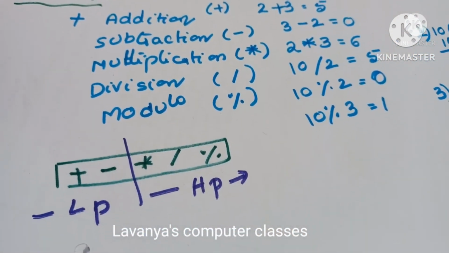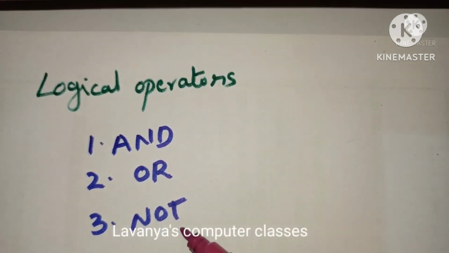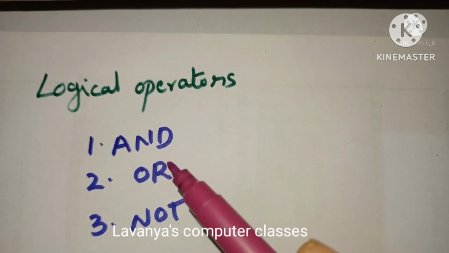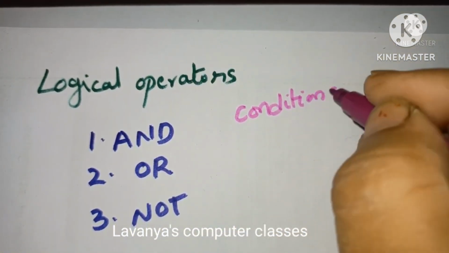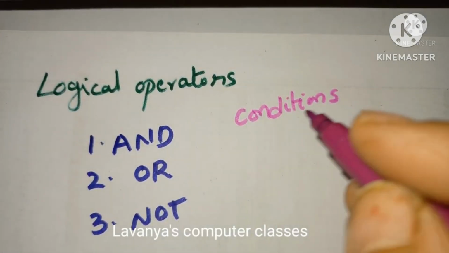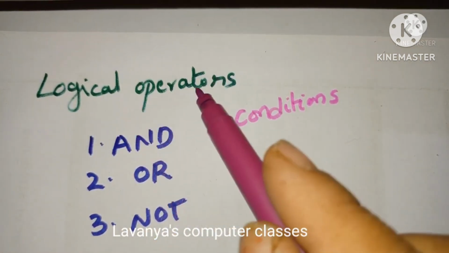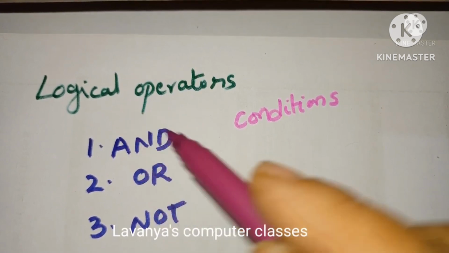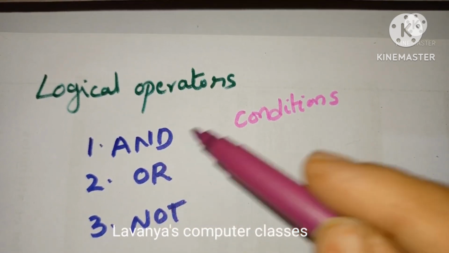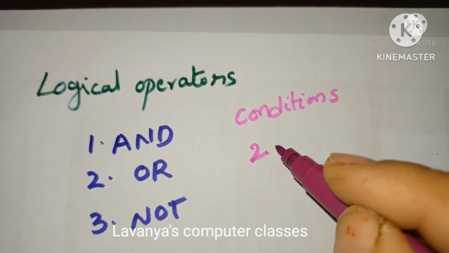Now these are the logical operators: AND operator, OR operator, NOT operator. Arithmetic operators are used between numbers, but logical operators are used between conditions. So in any conditions, if we want to use any operator, those operators are called logical operators. Logical operator is also a binary operator. Binary means 2. That means if we want to use any of these 3 logical operators, we need minimum 2 conditions. So that's why a logical operator is called a binary operator.